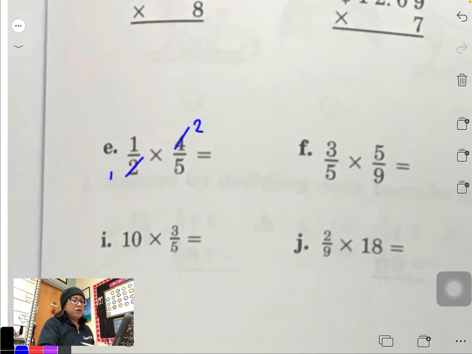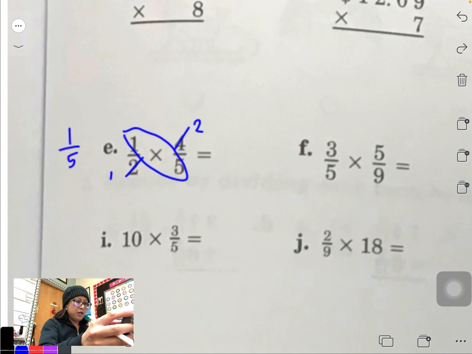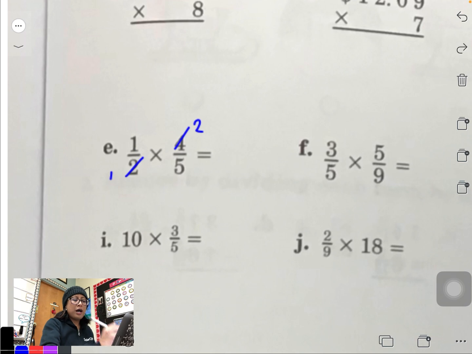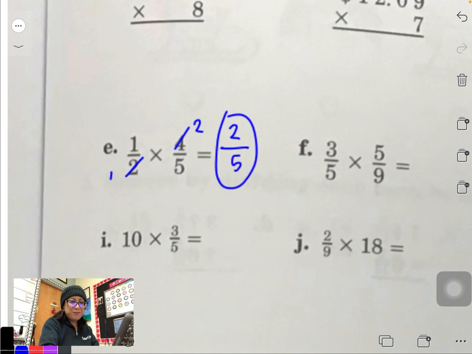All right, now here with 1 and 5, nah, I can't cross cancel that. Because even if it was by itself, 1/5, it's already in its reduced form. So I'm going to leave that alone and just multiply across, okay? So I've got 1 times 2, which is 2, and 1 times 5 is 5. I don't have to reduce that because I cross canceled. Boom, okay?